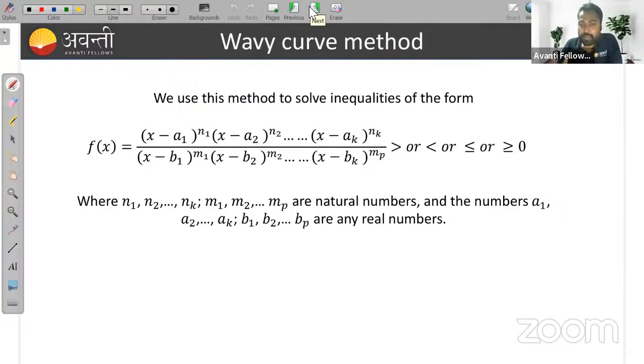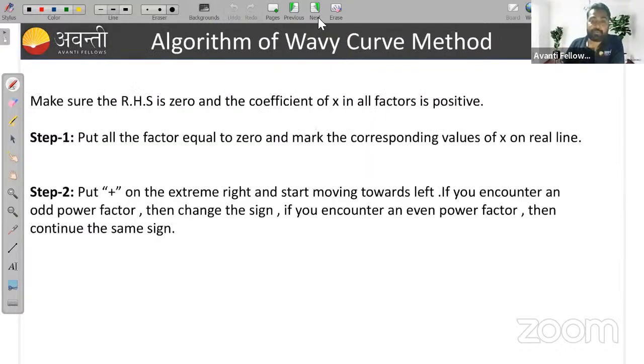Wavy curve method. Who remembers? How many of you remember the steps of the wavy curve method? The steps of the wavy curve method I have discussed with you all in this week only, last week only. So what are the points? First make sure the right hand side is 0. If it is not 0, make it 0 first, and the coefficient of x in all the factors is positive.